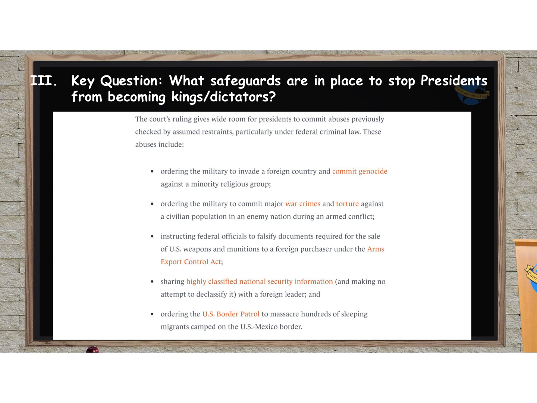For instance, as commander-in-chief, could the president order the invasion of a foreign country and commit genocide against a minority religious group and then not be held criminally responsible for that because he was acting as commander-in-chief, which is a legitimate power of the president? Could he order the military to commit major war crimes and torture against the civilian population in an enemy nation during an armed conflict? After all, he's acting as president, so that's a legitimate power. Does that mean he can use that to commit war crimes?